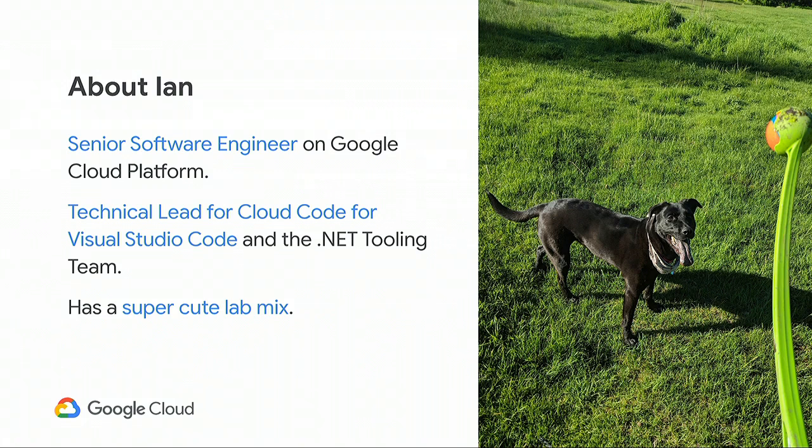And my name is Ian. I also work on the Google Cloud Platform. I've been there for about 6 years, and I'm based out of Seattle. I'm the technical lead for Cloud Code for Visual Studio Code, which is a partner effort to what Etan is working on. I also like to travel, but instead I've pictured my dog here, who I think is adorable.